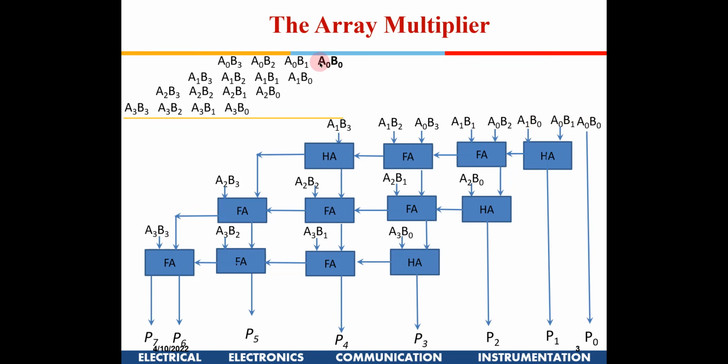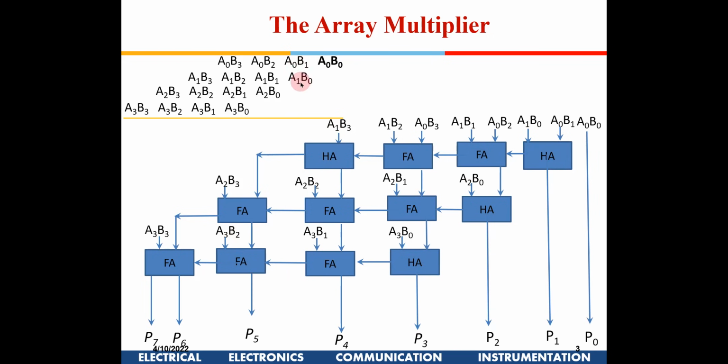If you see here, A0 B0 can straight away come out as P0. P0 indicates product 0. This indicates an AND gate. To keep the diagram simple, I have not indicated the AND gates. All these, A2 B2 or A2 B0, A3 B0, are actually simple AND gates in the hardware. So those AND gates have not been represented here. Only the half adders and full adders have been.